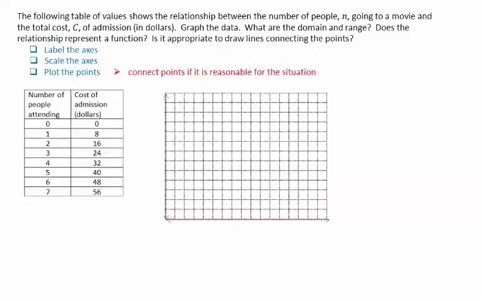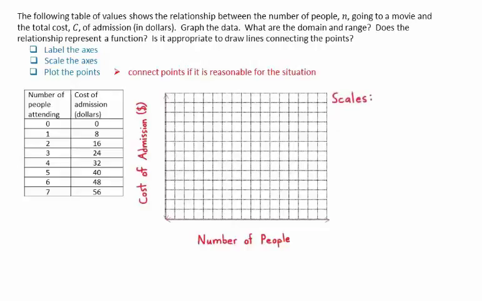In this case, the number of people attending the movie will be the independent variable plotted along the x-axis. The cost of admission is the dependent variable as it depends on the number of people. It will be plotted on the y-axis.